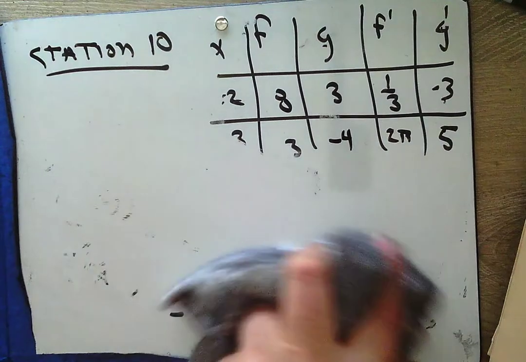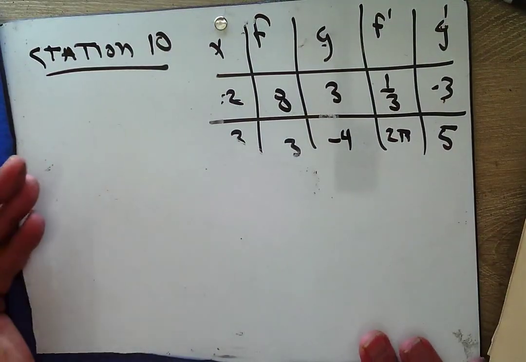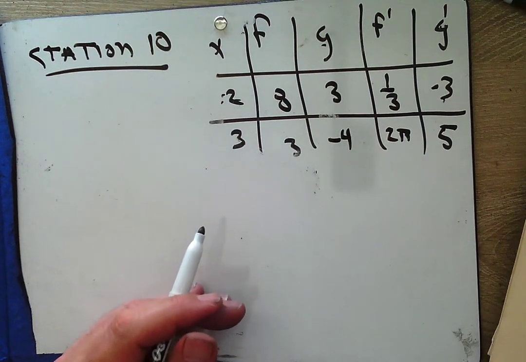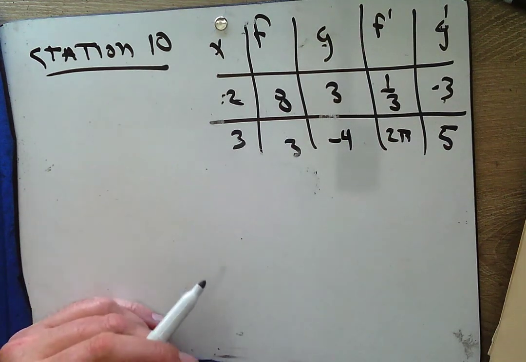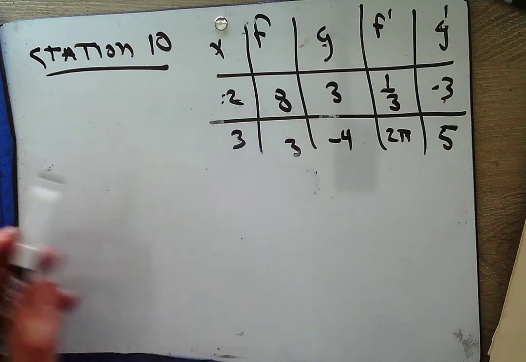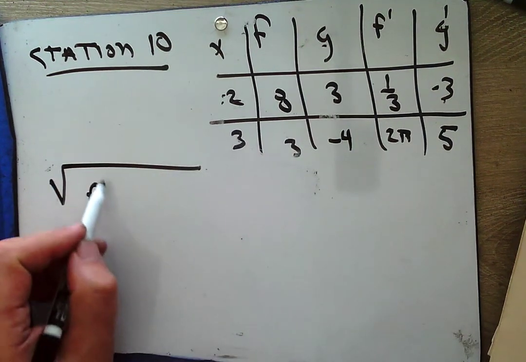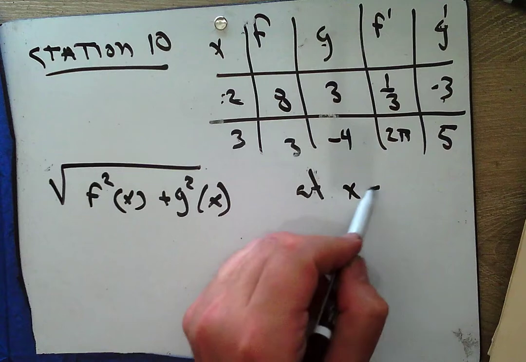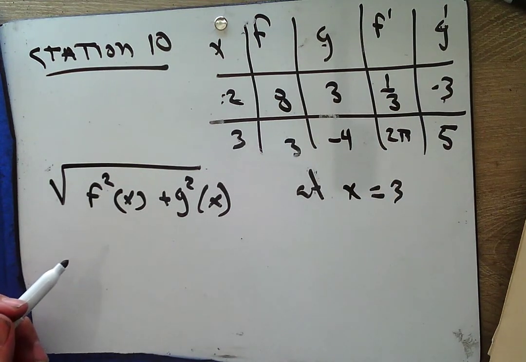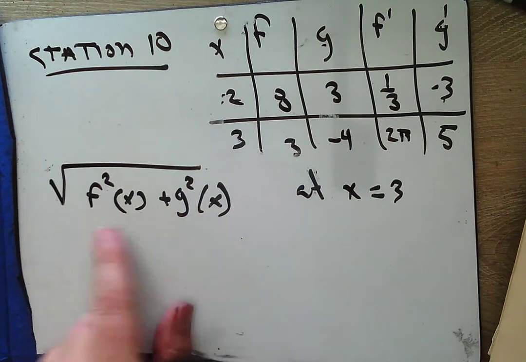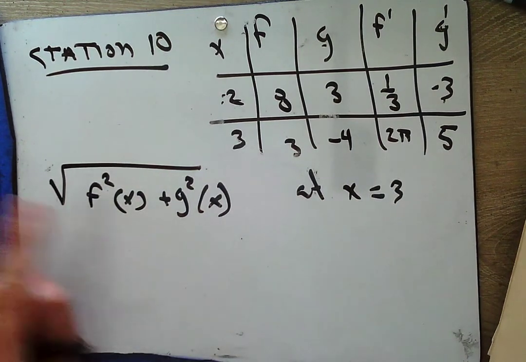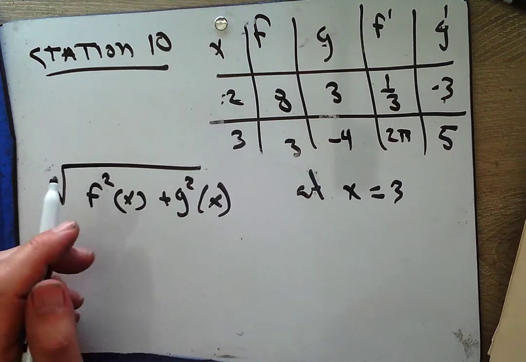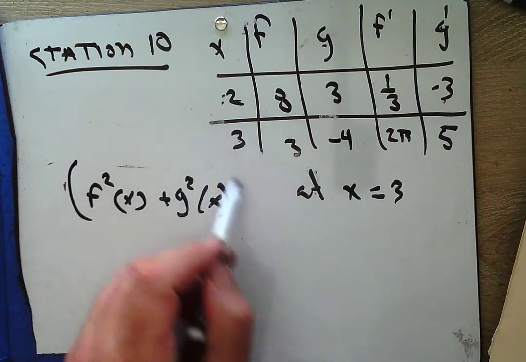Okay, and then the last one on station 10. I understand why College Board loves these table problems, because with the table problem we're really focused on the fundamentals of being able to take derivatives of all kinds of things, like the square root of f squared x plus g squared x at x equals 3. If this was sine squared plus cosine squared, that would be 1, and the square root of 1 is 1. And then when we take the derivative of 1, we get 0. But this isn't sine squared, and that's not cosine squared. So instead, we're going to have to take the derivative in a little more cumbersome manner.